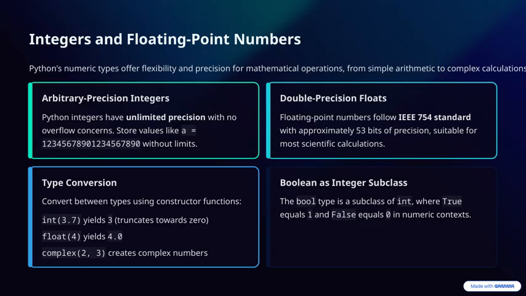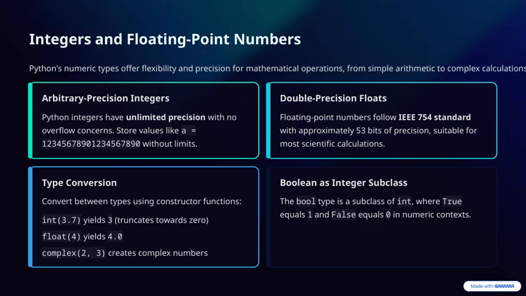Python makes this easy with constructor functions. For instance, int(3.7) will give you 3 because it truncates towards 0. Similarly, float(4) becomes 4.0. You can also create complex numbers with complex(2, 3), which is useful in many mathematical applications.